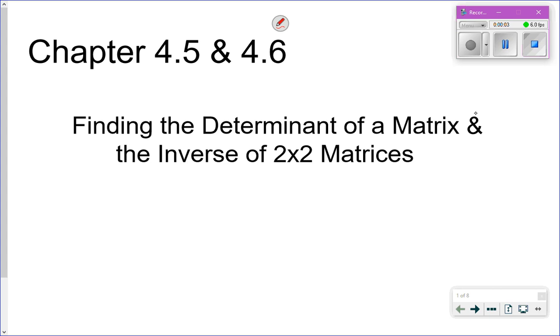We are continuing on with chapter 4. We're going on to sections 5 and 6, where we are going to be finding the determinant of a matrix and the inverse of a matrix. And we're going to be dealing with 2 by 2 matrices.